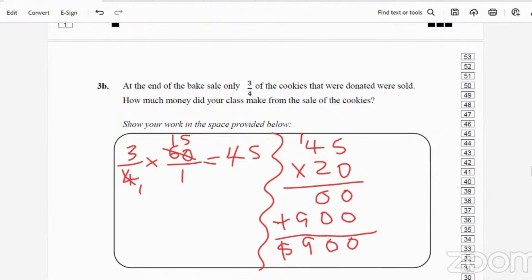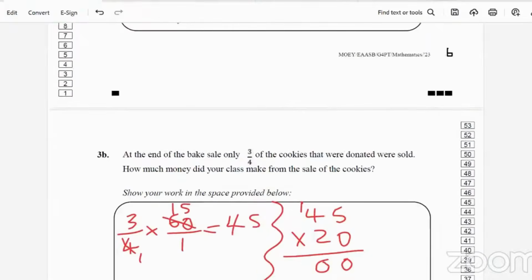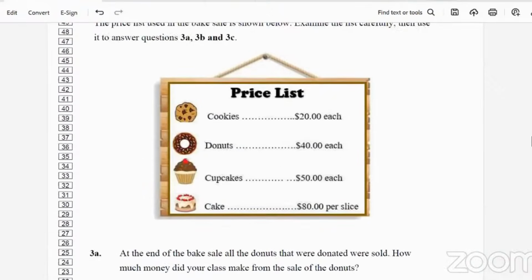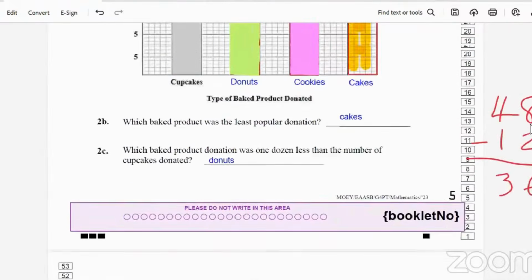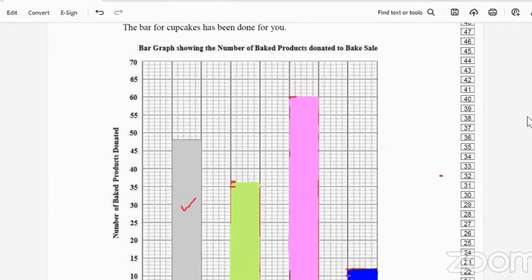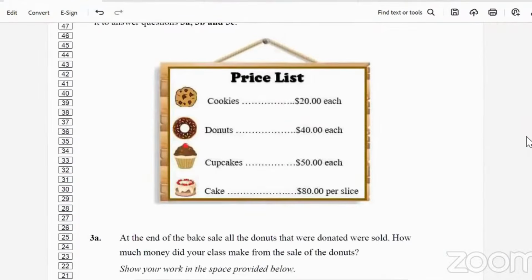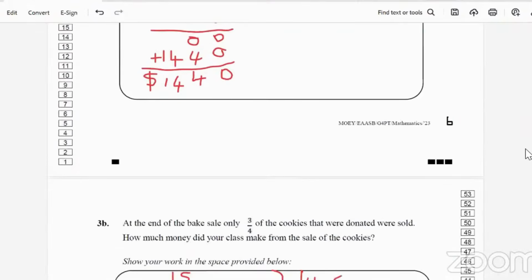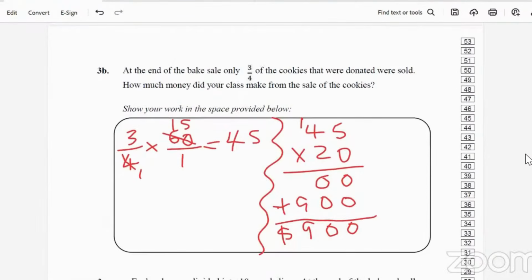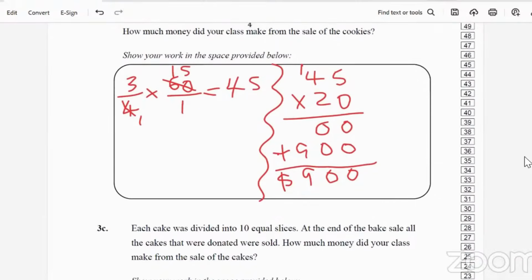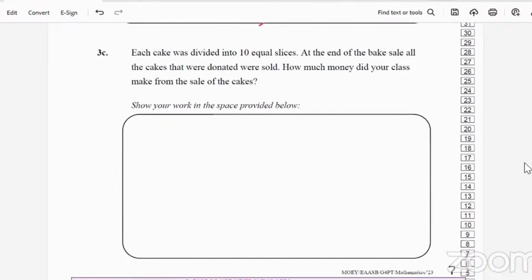So let's recap. We established that 3/4 of the cookies were sold, which is 45. And cookies were sold at $20 each. There were 60 cookies donated, but only 3/4 of 60 were sold, and then we multiplied that by 20, and so we ended up with $900.